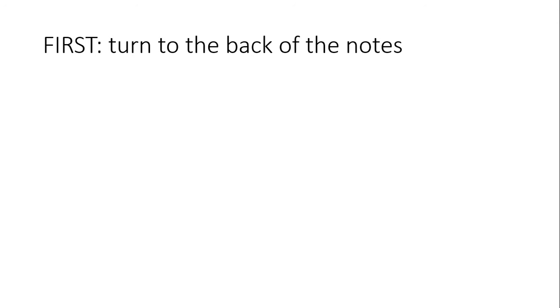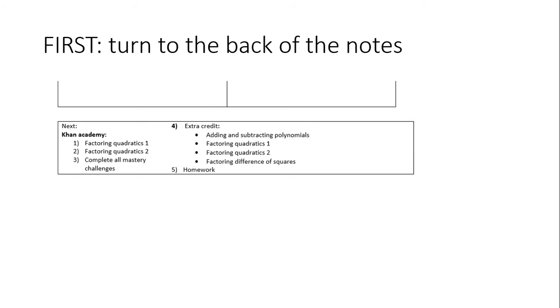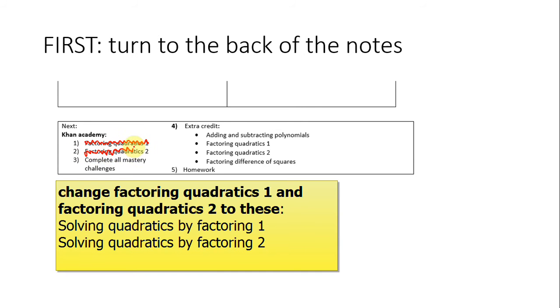Alright, first I want you guys to turn to the back of your notes and we're going to make a quick correction. In this part of your notes, look under where it says Khan Academy. You'll see factoring quadratics 1 and factoring quadratics 2. In your notes, I want you to make this change. Change factoring quadratics 1 and factoring quadratics 2.